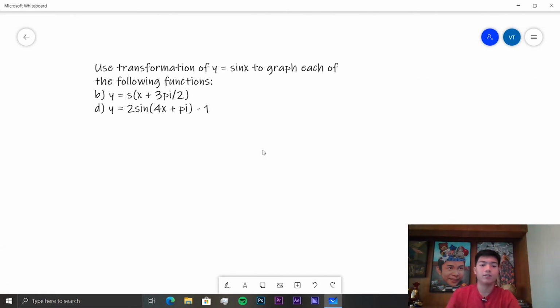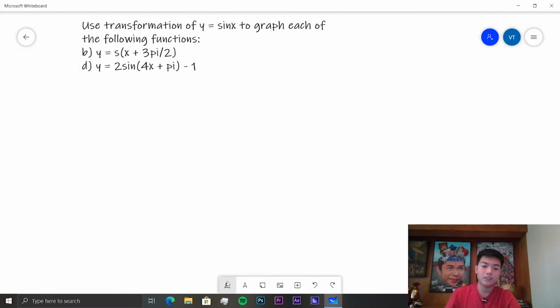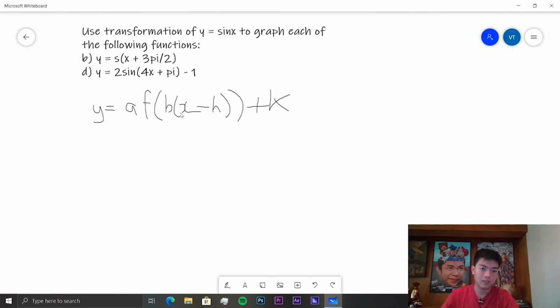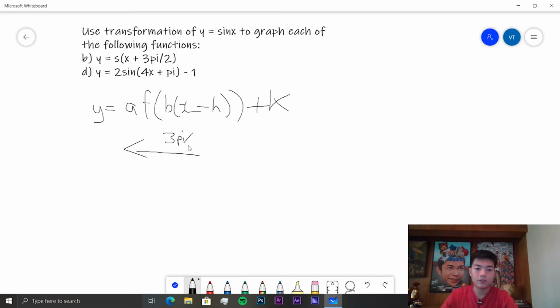Okay, so if you remember our unit on function transformations, you'll remember that all of these functions can be expressed in the form y is equal to a times f of b times x minus h, plus k. So this maps all the function transformations. So in the case where y equals sine of x plus 3 pi over 2, this is equivalent to moving the graph left by 3 pi over 2 units.